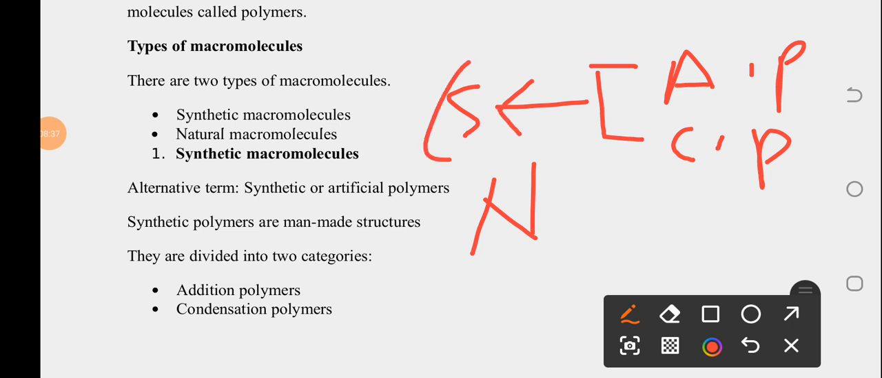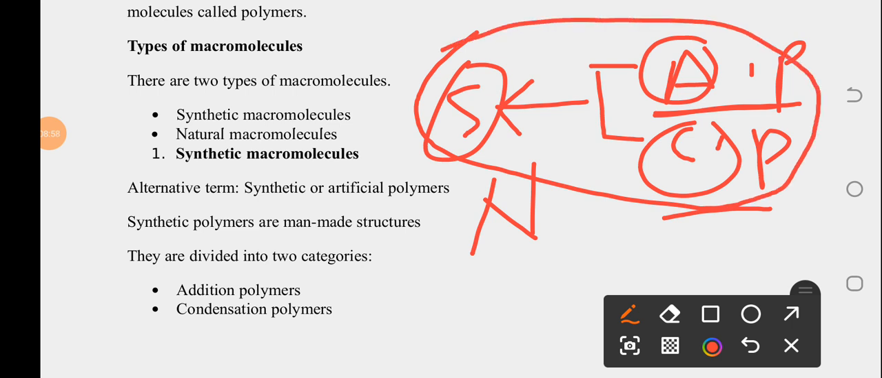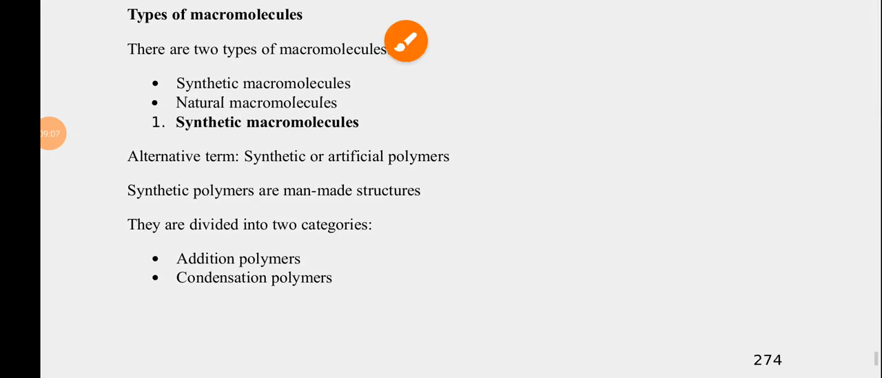Then this mother has got two children. We've got a child who is named addition polymers. Then we've got a child who is named condensation what? Polymers. You can write this diagram which I've written right over here, because it may help you not to be confused. Okay, so that is that.